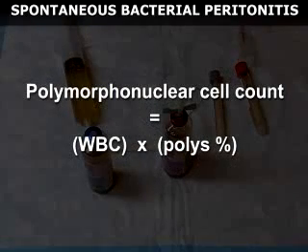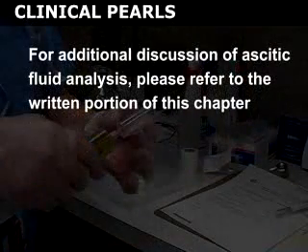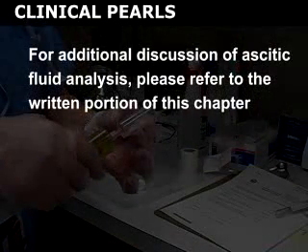To rule out spontaneous bacterial peritonitis, calculate the acidic fluid polymorphonuclear count by multiplying the total white cell count by the percentage of polys in the differential. Values greater than 250 cells per cubic millimeter are indicative of SBP. For additional discussion of acidic fluid analysis, please refer to the written portion of this chapter.